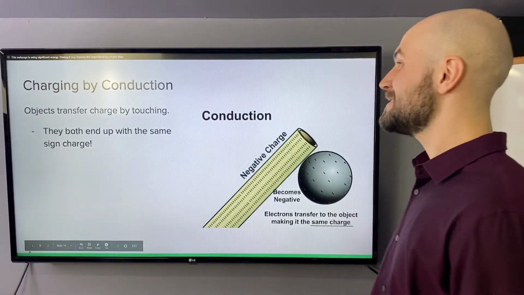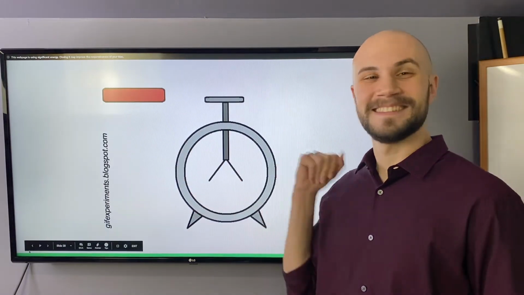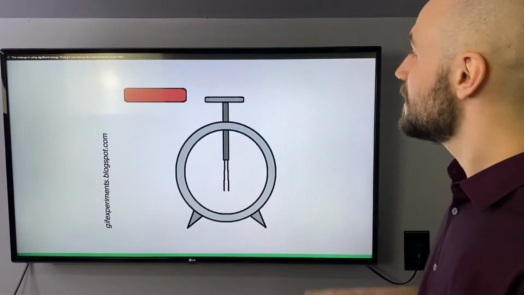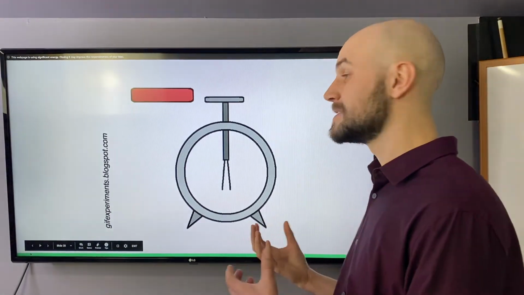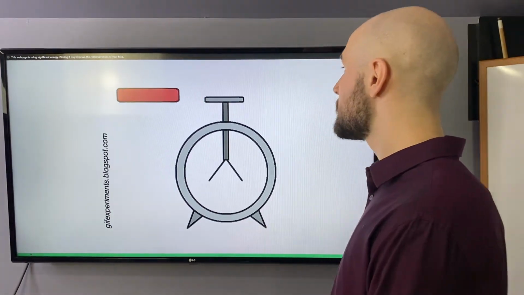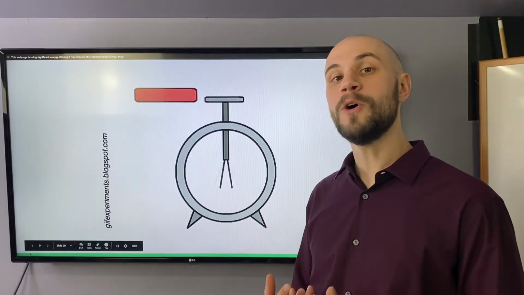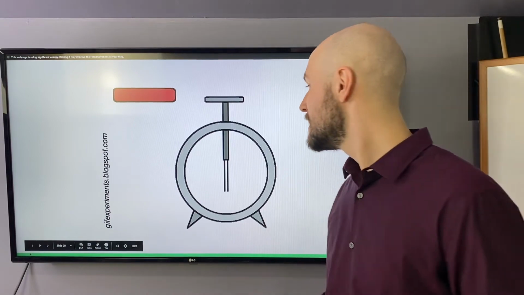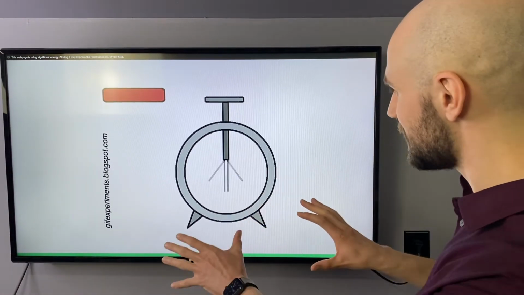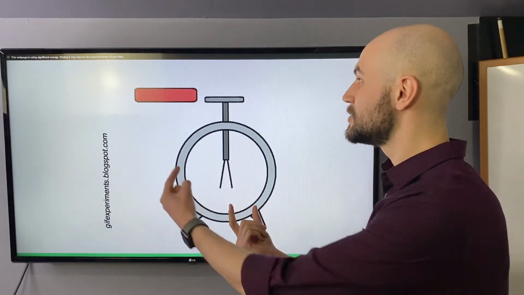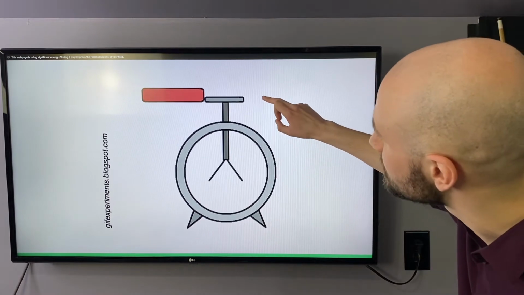All right, next. Oh, I have a little animation to show you. Something that shows up on the physics Regents a lot actually is this device, the electroscope that we talked about before. Now electroscopes can detect the presence of charge, but we could also charge the electroscopes. So the electroscope is neutral. It just detects the presence when it comes nearby, but notice what happens when the object touches the electroscope.